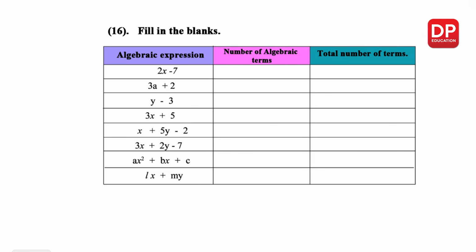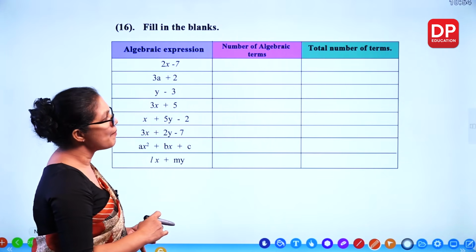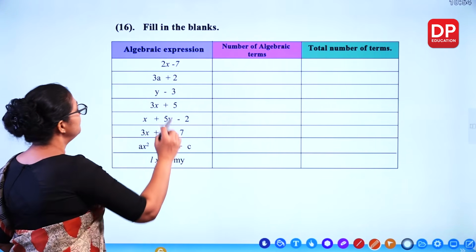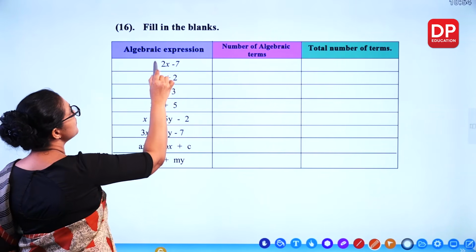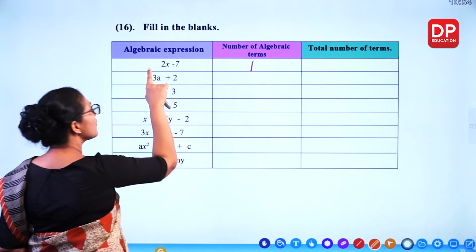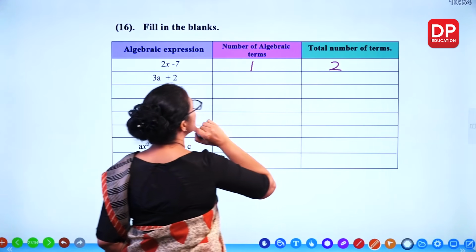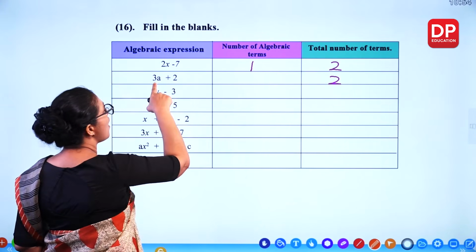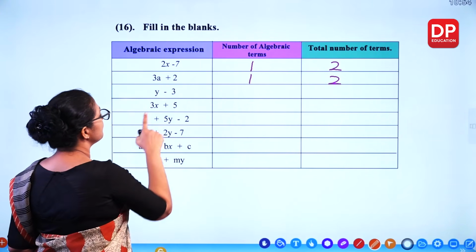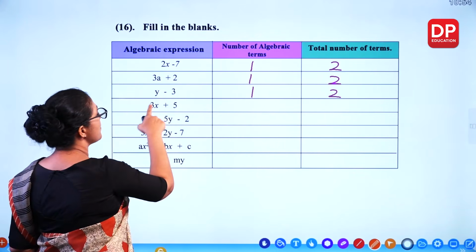Fill in the blanks. Algebraic expressions are there. You have to write down the number of algebraic terms and the total number of terms. How many algebraic terms are there? 1 term. Altogether, how many terms are there? 2 terms. Out of that, 1 algebraic term.